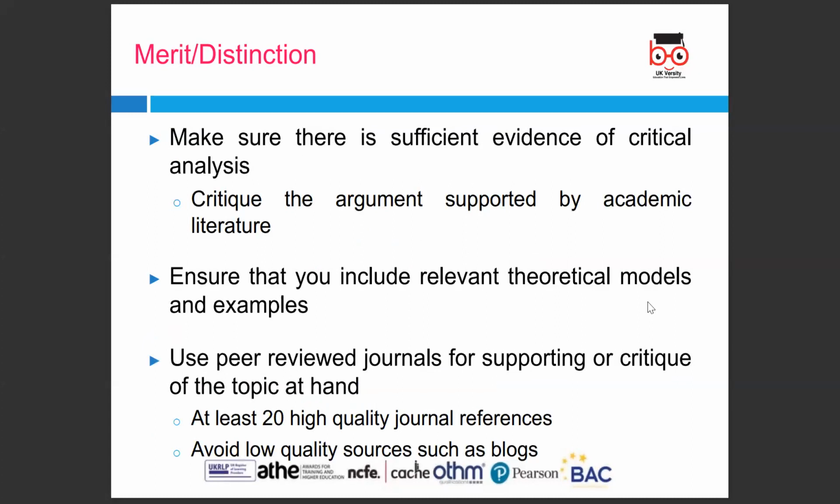Merit, distinction: make sure there is sufficient evidence of critical analysis. Critique the argument supported by academic literature. Ensure that you include relevant theoretical models and examples, and use peer-reviewed journals for supporting or critique of the topic at hand. At least 20 high-quality journal references, and avoid low-quality sources such as blogs. Make sure you follow the criteria to gain your marks, but make sure you follow the UK Varsity criteria to do a good academic piece of work.